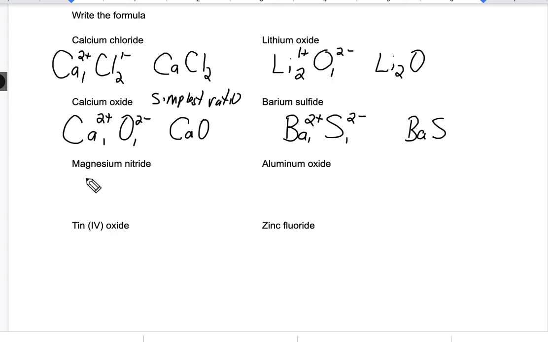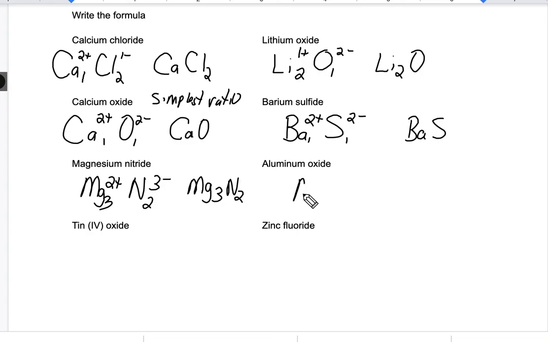Okay, magnesium nitride. Magnesium is 2 positive. Nitride is 3 negative. Now if the charges are not opposite and equal, you crisscross them. So you put a 3 here and a 2 here. Notice I brought the 3 over and the 2 over this way. Then you want to rewrite it without the charges: Mg3N2.